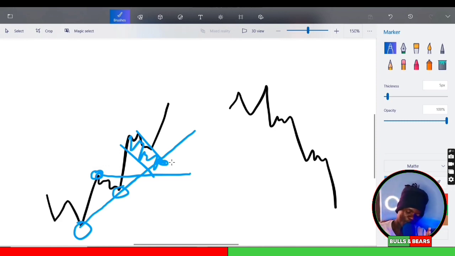I always post this kind of setups. If you check the Telegram group, you definitely see them, and I love these setups guys because they are occurring each and every time, and money is actually being made on these setups.